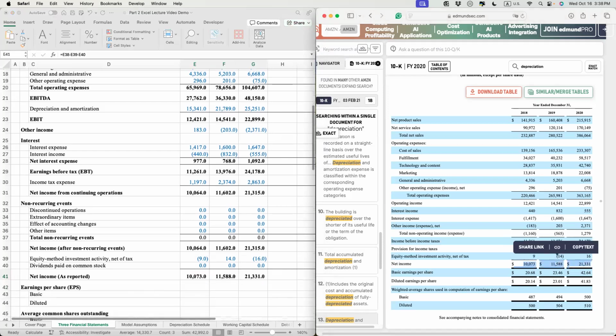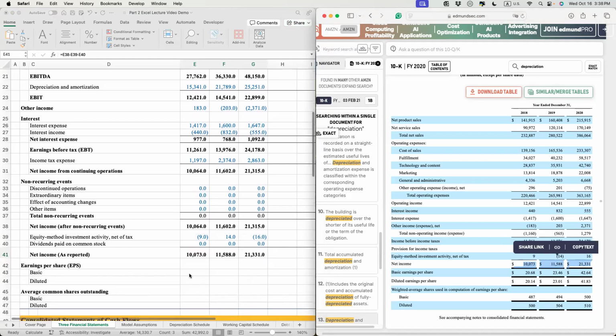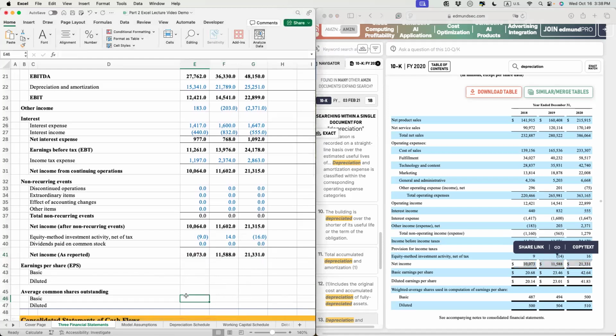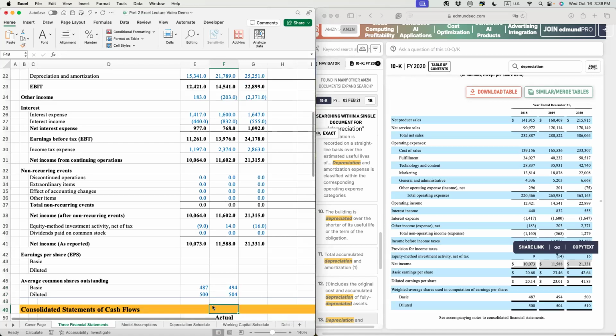And then the last thing we need to do is get the values for earnings per share and shares outstanding. Apparently we are given the shares outstanding for both basic and diluted shares. This is the part where we should hard code those numbers. But for earnings per share, we do want to calculate it in our model. Your earnings per share is calculated by using the net income divided by shares outstanding.